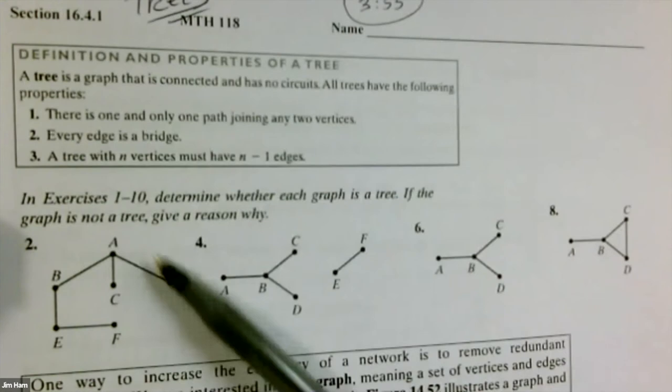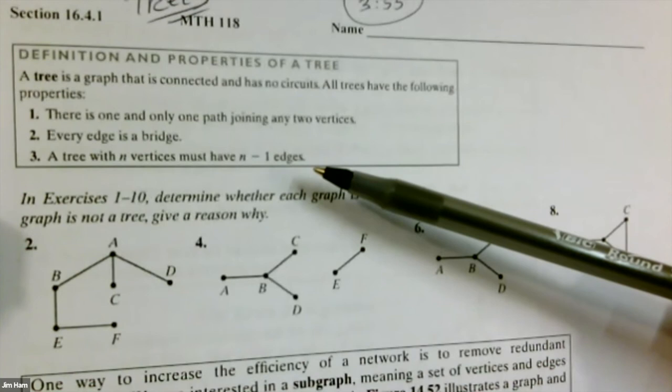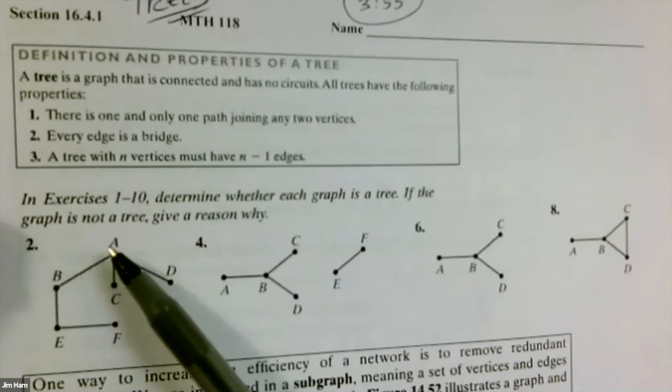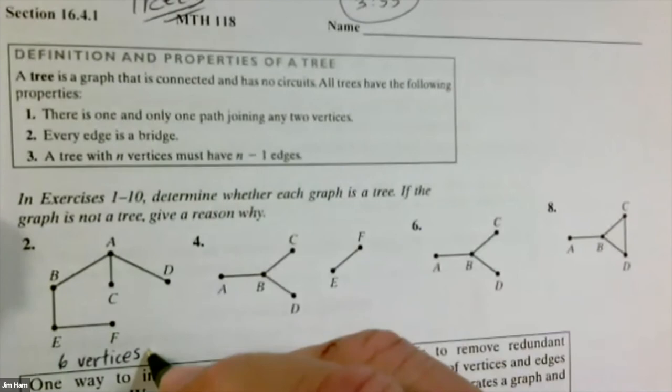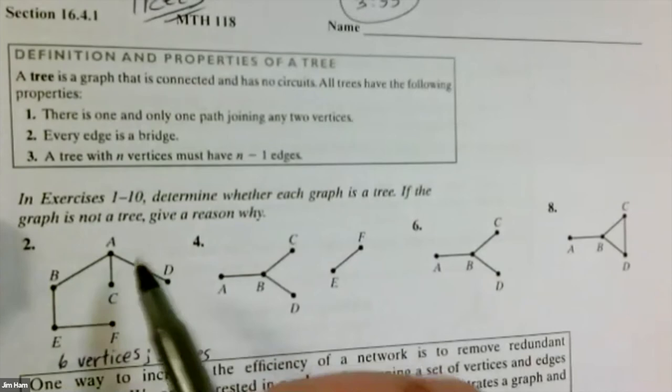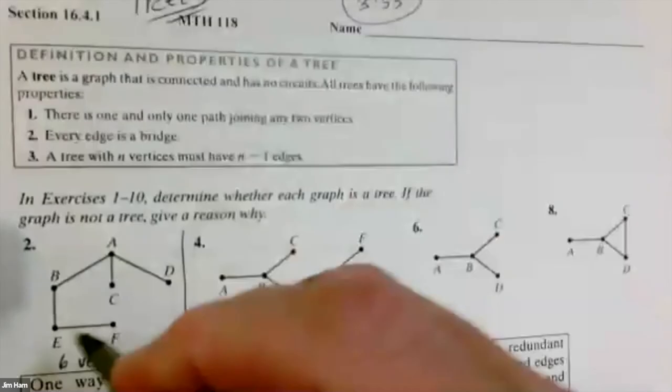And the last thing is kind of more mathematical. If you have n vertices, then you're going to have one fewer edge. So to check that out, in this graph here, we have 1, 2, 3, 4, 5, 6 vertices. If this is a tree, then we should have 6 minus 1 or 5 edges. 1, 2, 3, 4, 5. And we count them up and we do have 5. So all 3 of these properties must hold. And if they do, you have a tree. So this one is a tree.